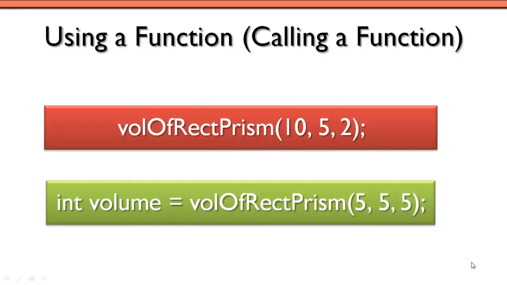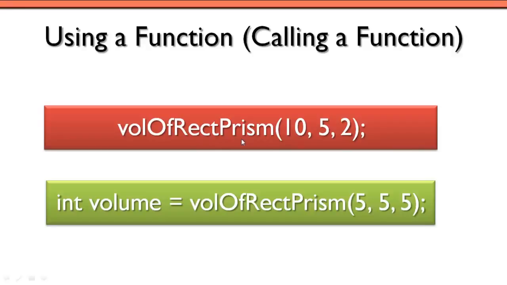Okay, so once we've created a function definition, then we can go and use that function in our program or in other programs. To use a function, or to call a function, all we have to do is simply specify the name of the function and supply the appropriate arguments. So in our case, we had to supply the length, the width, and the depth of some particular rectangular prism. And from that, we can calculate the volume.